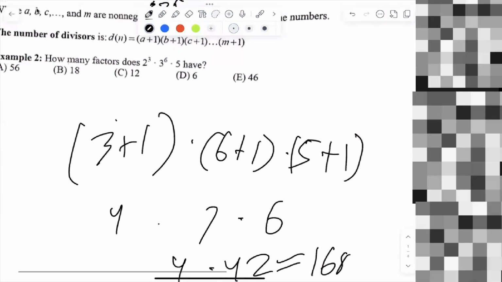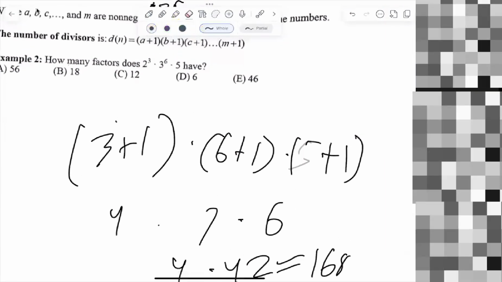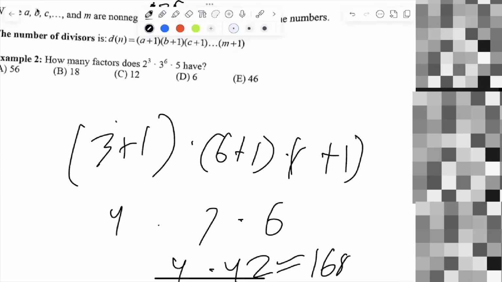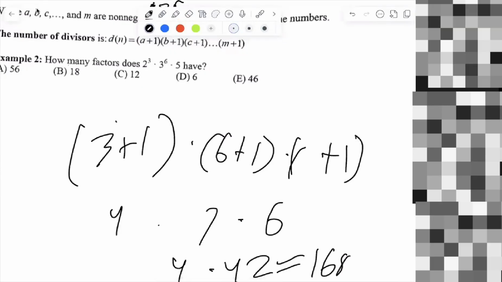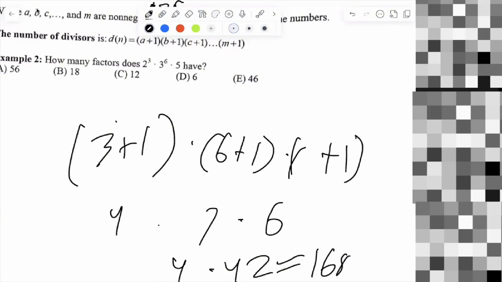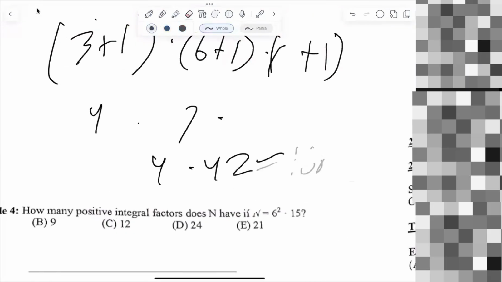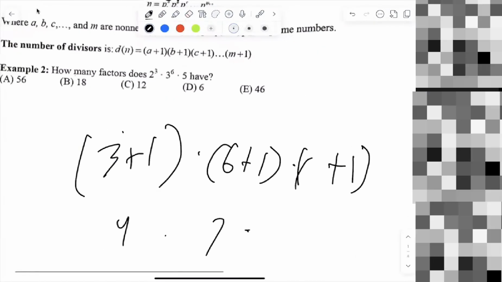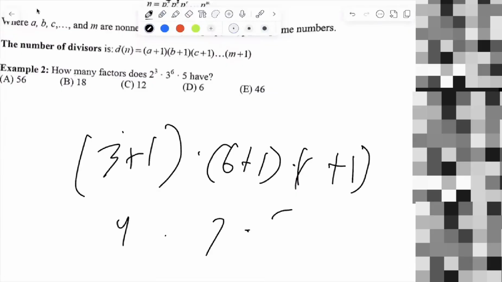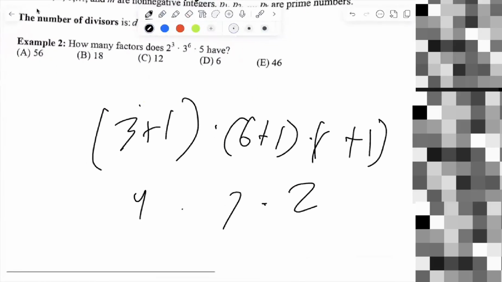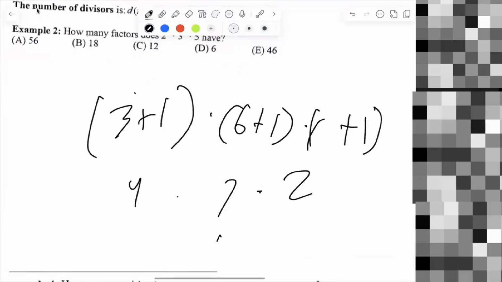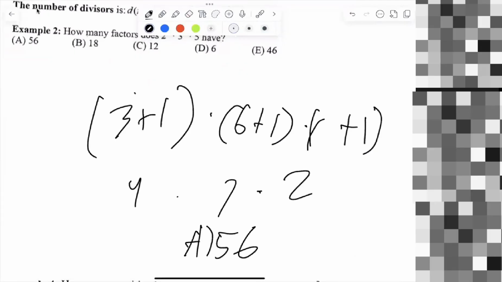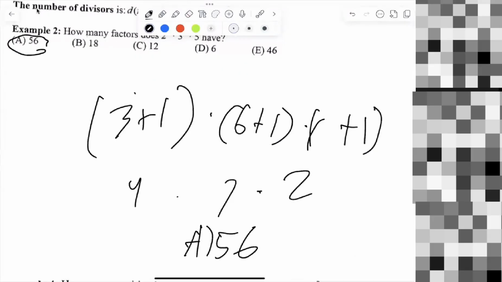if I'm correct. Oh wait, my bad. This should have been a 1, since 5 to the 1, the exponent is just 1. So, make sure you read the question carefully, alright? Or you'll make these small calculation errors. So in this case, it's just going to be 2. So from here, you get 4 times 7 times 2, which is 56, or A. So the answer is A, or 56.